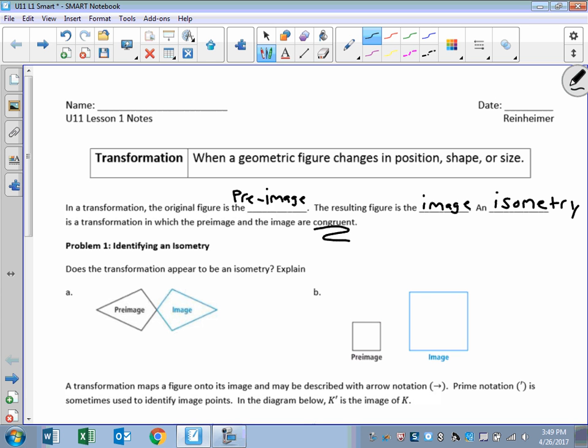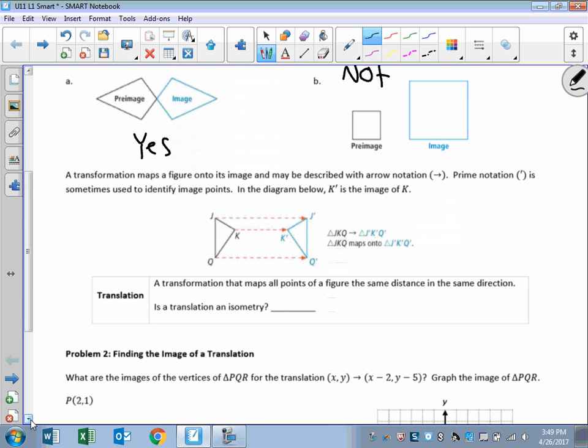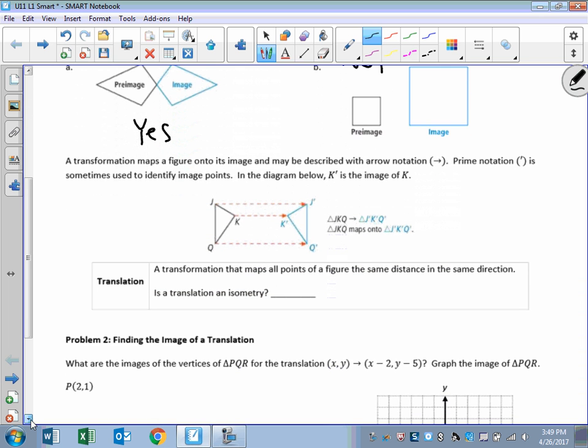Okay? So if we look at these two examples, A definitely is an isometry, same size, same shape. B is not, because even though it is the same shape, it is a different size. Now, the first of the transformations that we're going to talk about is translation. So, the translation is simply when you slide a shape and it doesn't change orientation. Okay? So, a translation would be an isometry because it doesn't change the size of the shape.